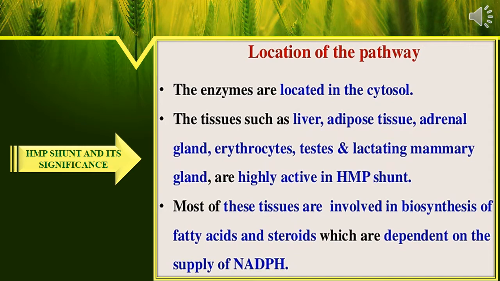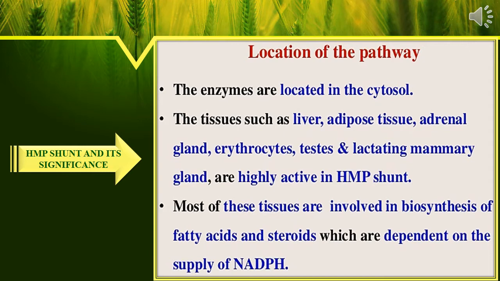And in what tissues can we find the HMP shunt pathway? Tissues such as liver, adipose tissue, adrenal gland, erythrocytes, testes and lactating mammary gland are highly active in HMP shunt. Most of these tissues are involved in biosynthesis of fatty acids and steroids, which are dependent on the supply of NADPH.